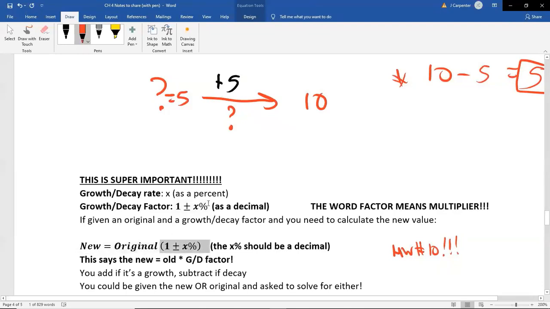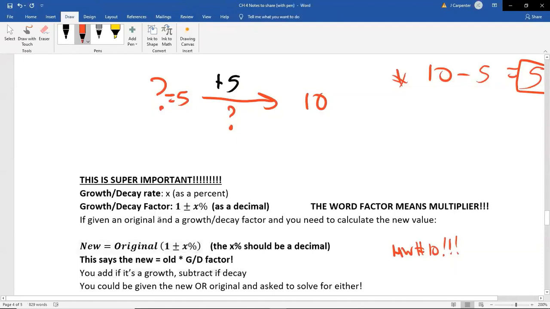There are no crazy formulas here. There's no negative b plus or minus square root of b squared minus 4ac over 2a. It's not a quadratic formula. It's just a sum or difference and a product. These are simple ideas, but you have to remember how to use them. We do not give you these as formulas for your test. You have to know them. And again, you add if it's growth, you subtract if it's decay.